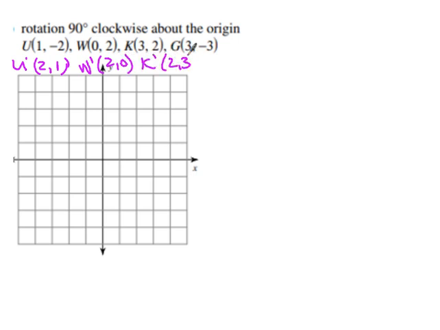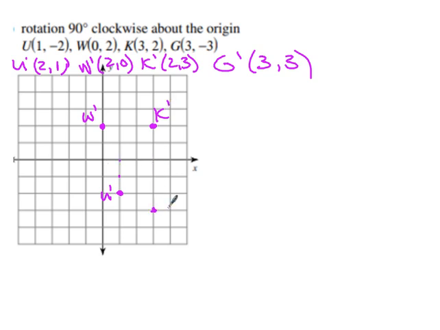Now I just have to figure out, okay, well, what quadrant are we going to, if I go 90 degrees clockwise. So when I started at 1, negative 2, this one, here's my U. It's definitely nice to have a graph in front of you, I'm not going to lie, on rotations, because it's more visually appealing to be able to see what you're doing. And then G is at 3, negative 3. So here's all my points.